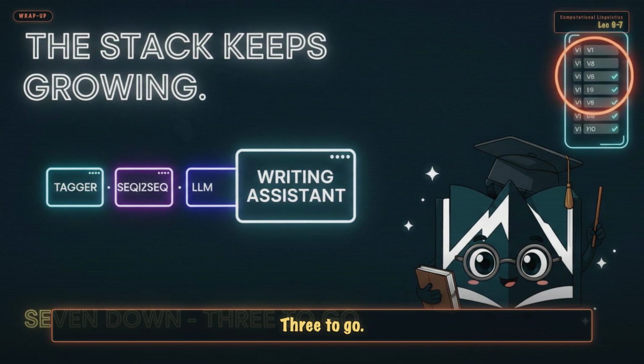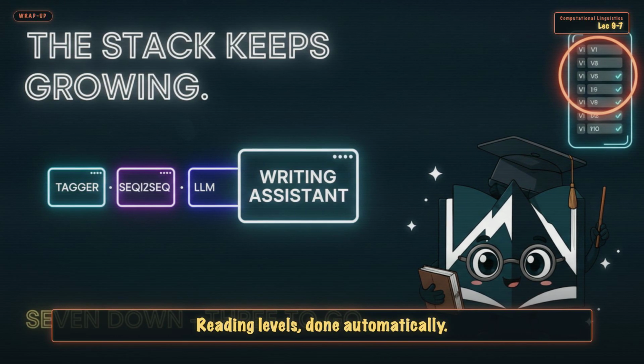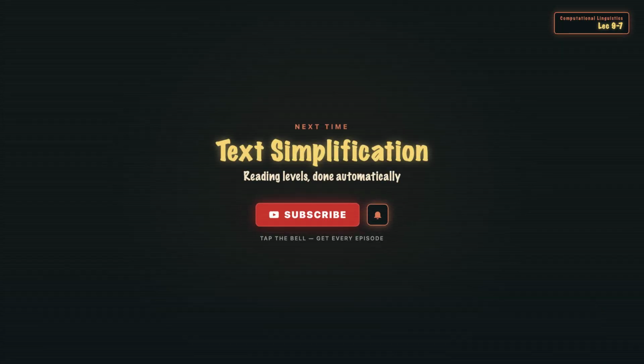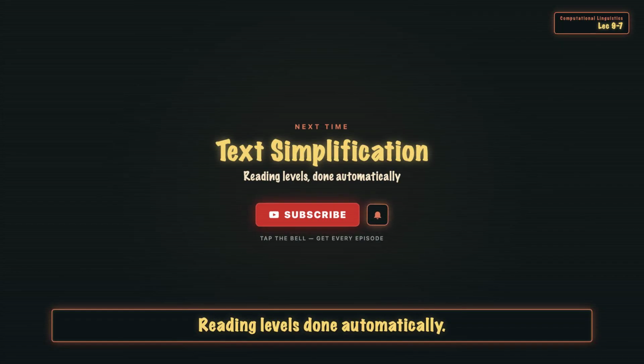3 to go. Next up, text simplification, reading levels done automatically. Next time, text simplification. Making writing more accessible. Reading levels done automatically. Newsela dataset.